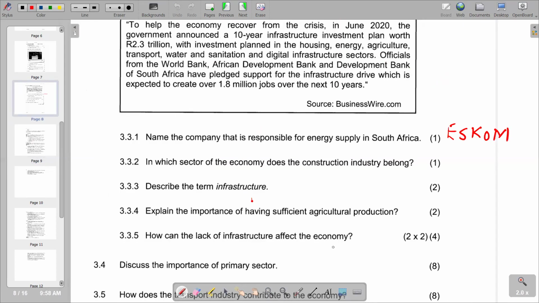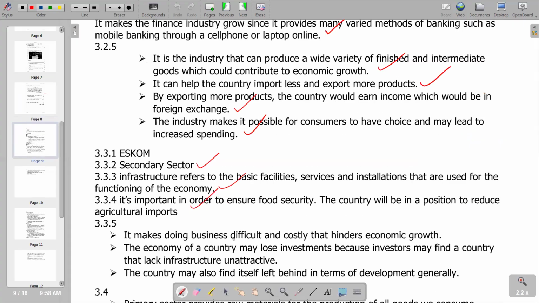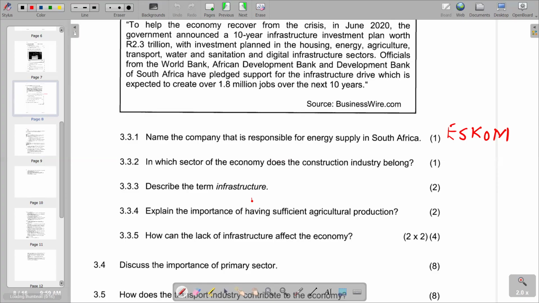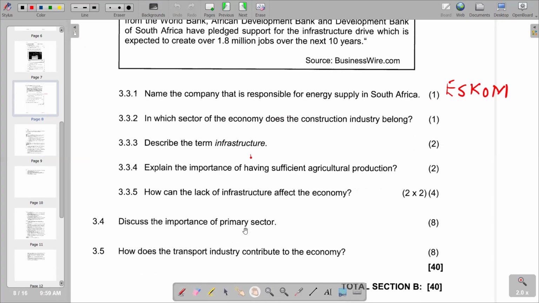3.3.5: How can the lack of infrastructure affect the economy? Obviously, it's not going to attract investors, for example. Infrastructure goes on and explains the road networks that we have in the country, transport networks. If we don't have good transport networks in the country, obviously it doesn't attract investors. So that can also be a point. So it makes doing business difficult and costly. That hinders economic growth. The economy of a country may lose investment because investors may find a country that lacks infrastructure unattractive, and then the country may also find itself left behind in terms of development generally. So those are some of the points that we can include there. So moving on to the next question, it is: discuss the importance of the primary sector.